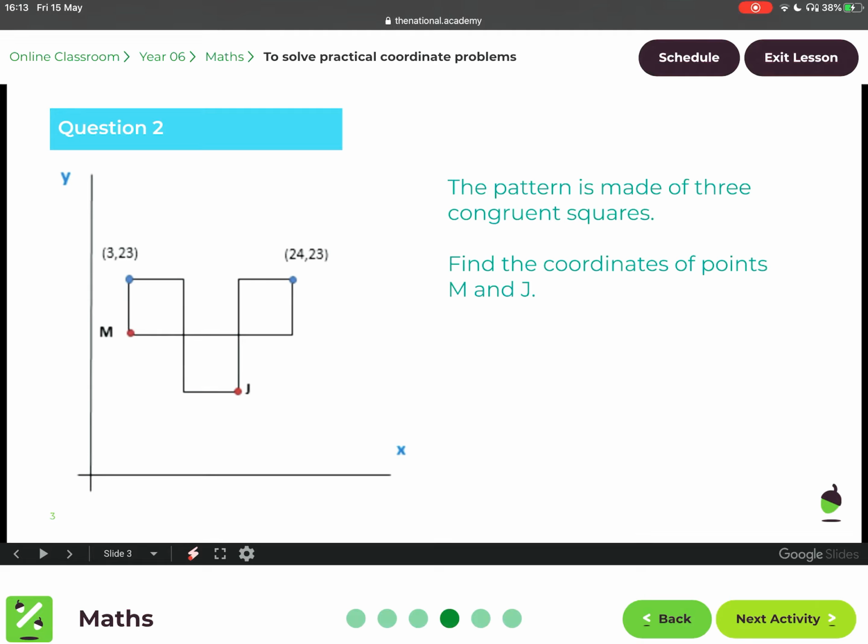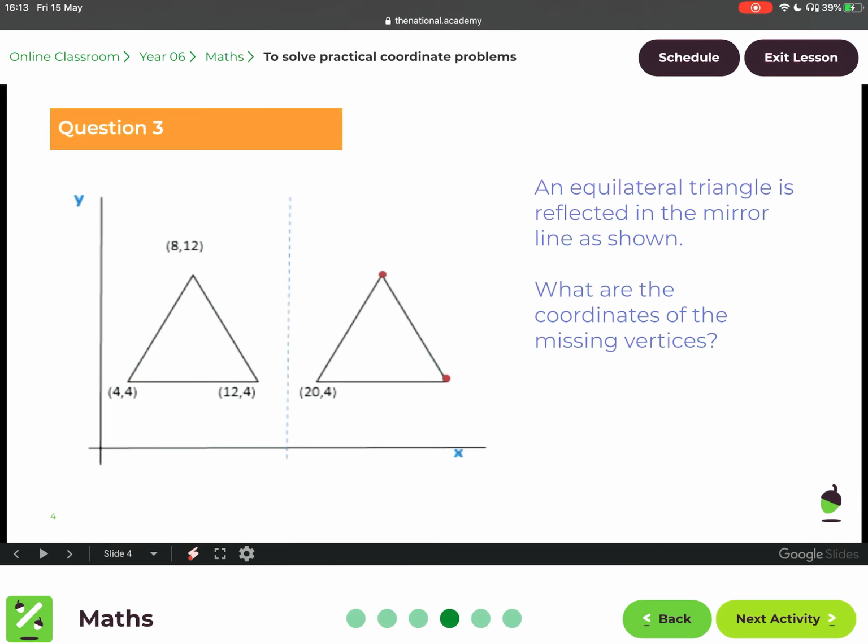So M is 3, 16, and J will be, let's see, that will be there. That means that would be 24 take away 7. That is 17. So J is 17, 9.